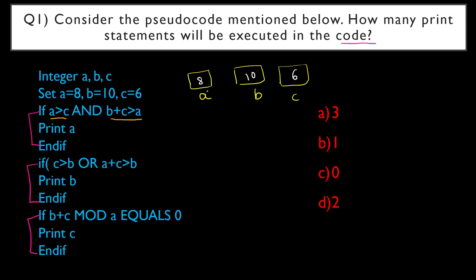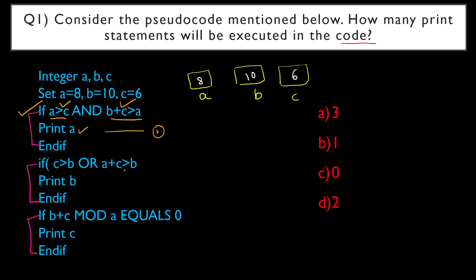Now check the value of A. A is 8. C is 6, so this condition is true, and we have B plus C. The value of B plus C is 10 plus 6, that is 16, and the value of A is 8. So 16 is greater than 8. This is also true, hence this condition becomes true, hence this if condition will get executed. So totally one print statement executed.